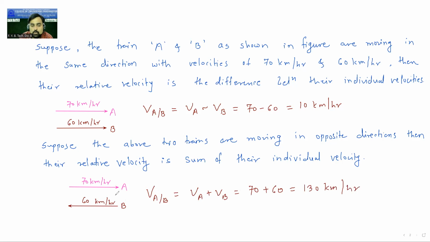So when the two moving objects are moving in opposite directions, then the relative velocity is the sum of their individual velocities. And when they are moving in the same direction, then you have to take the difference. And when they are moving in opposite directions, you have to add them. This is the simple concept of relative velocity. So we will see the numerical on this.